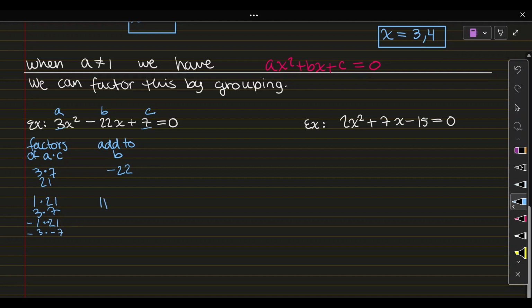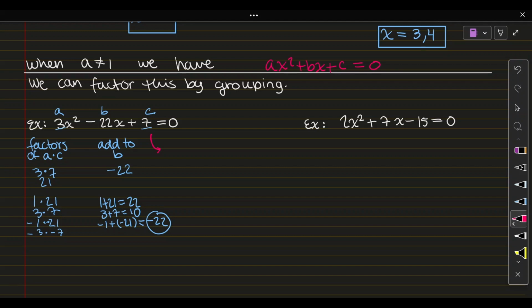And their sums: 1 plus 21 is 22, 3 plus 7 is 10, -1 plus -21 is -22, and I can stop here because this is b. b is -22. So rewriting this here, I can't just rewrite this in terms of its factors when we have a not equal to 1.